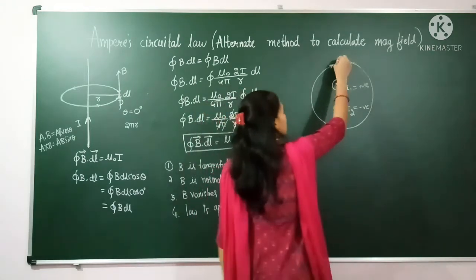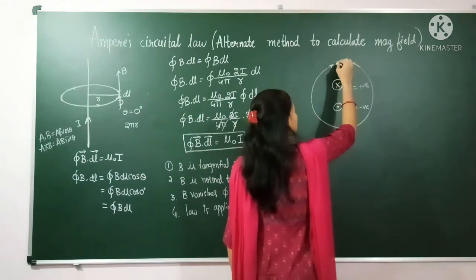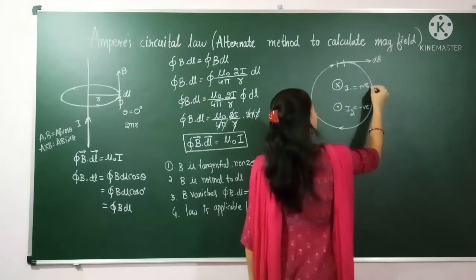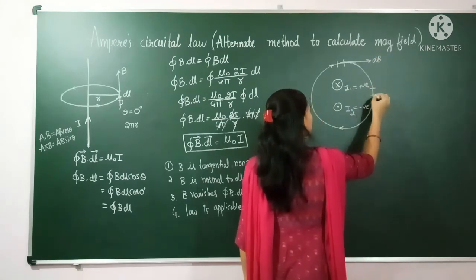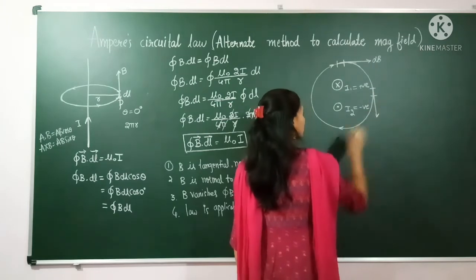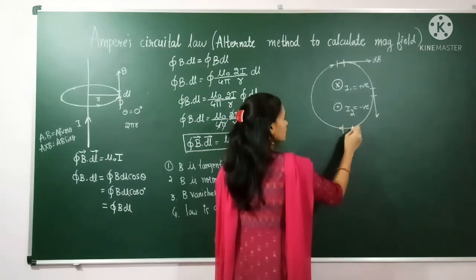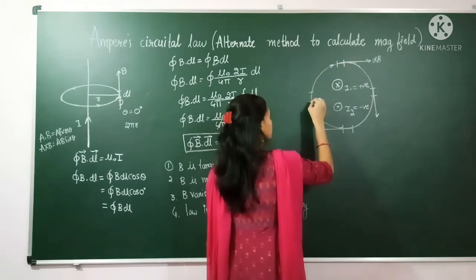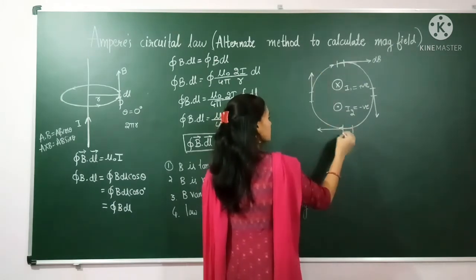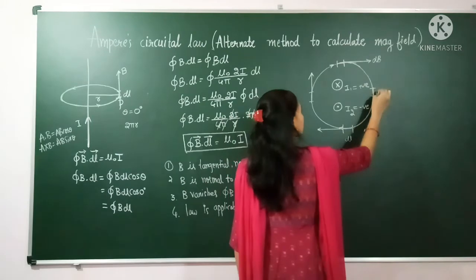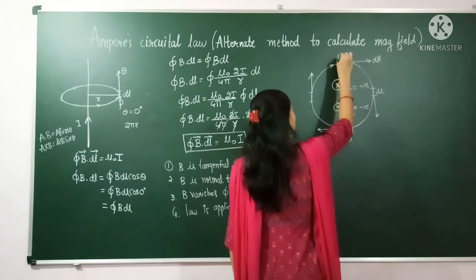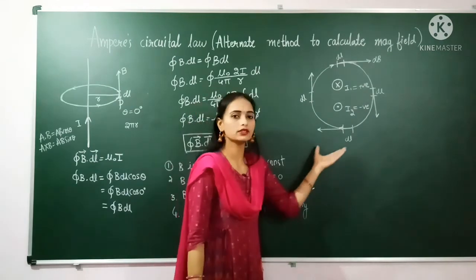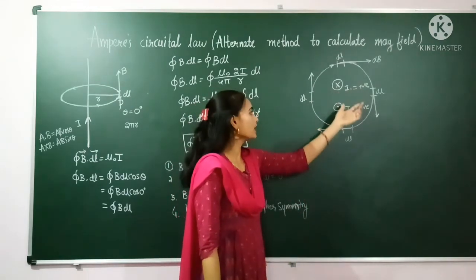Here if you take a small current element, this is the direction of the magnetic field. Here if you take a current element, this will be the direction of the magnetic field. Here too, if you take a current element, this will be the direction of the magnetic field. In all cases the magnetic field direction will be the same. So this is how we calculate the direction and take the positive and negative signs of these two currents.